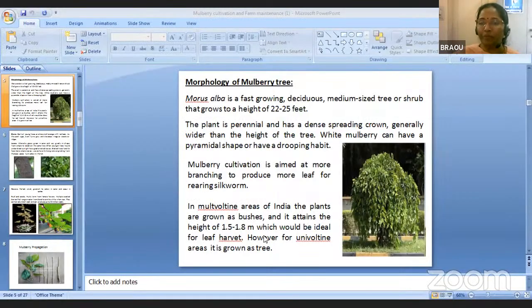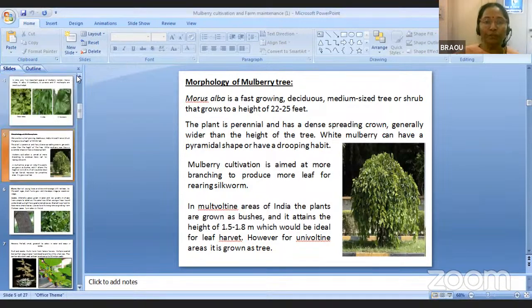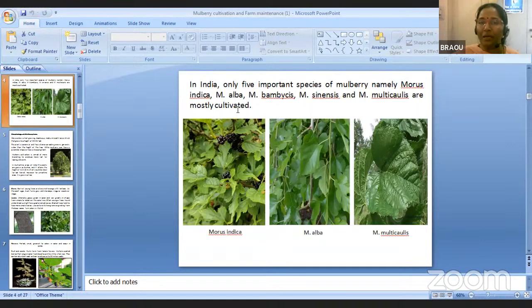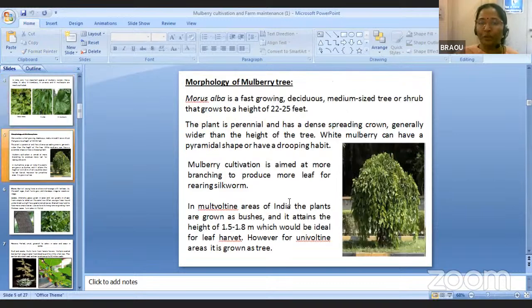So how they are going to grow is what we are going to talk about over here. I'll just show the pics of how they look. This is the leaf over here. This is Morus alba. Whereas Bambusis, Sinensis, and Multicolors, here this is Indica, this is Alba. So you can see the leaf. The leaves are very glossy and nice green in color. And Multicolors, this leaf almost resembles our hibiscus plants. So there are varied shapes over here, almost lobe shape are also found.